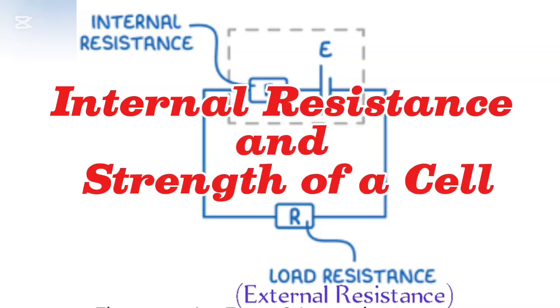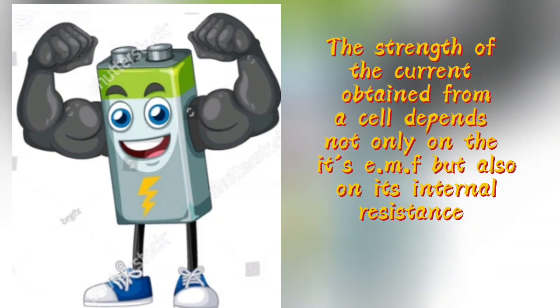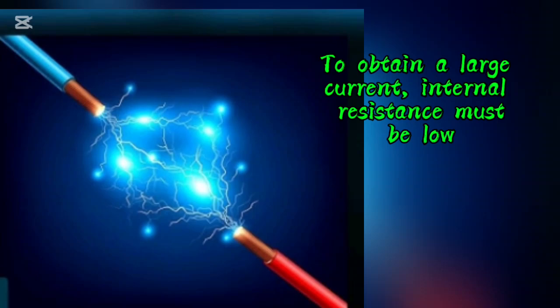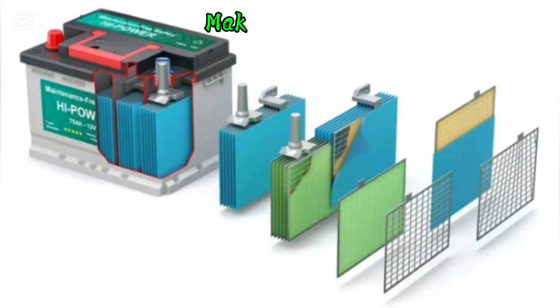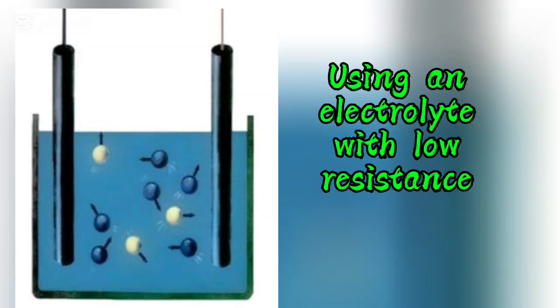Internal resistance and strength of a cell. The strength of the current obtained from a cell depends not only on its electromotive force EMF, but also on its internal resistance, as already explained. To obtain a large current, the internal resistance must be low. This can be achieved by 1. making the plates large, 2. placing the plates close together, 3. using an electrolyte with low resistance, high conductivity.